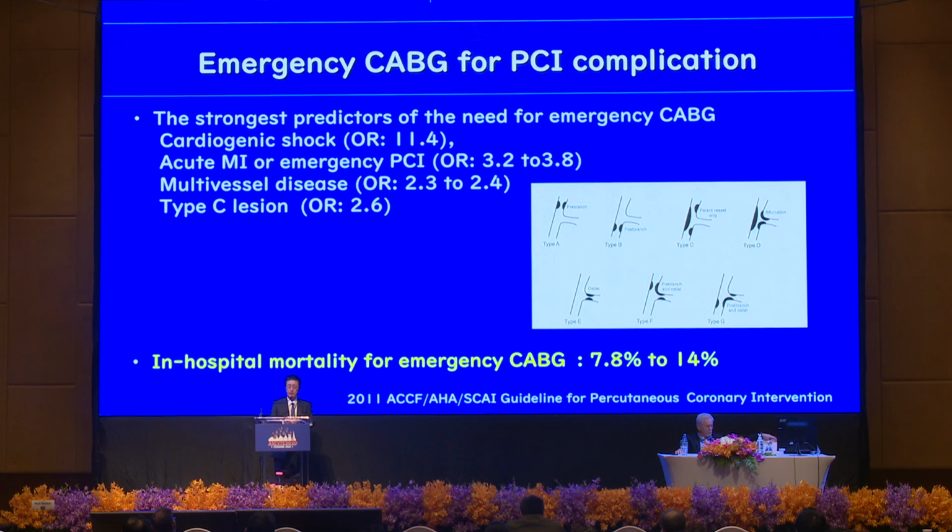The strongest predictors of the need for emergency CABG are cardiogenic shock, acute MI, emergency PCI, multivessel disease, and a type C lesion, which is a long, diffuse, complicated lesion. And overall, in-hospital mortality for emergency CABG is around 7.8% to 14%.